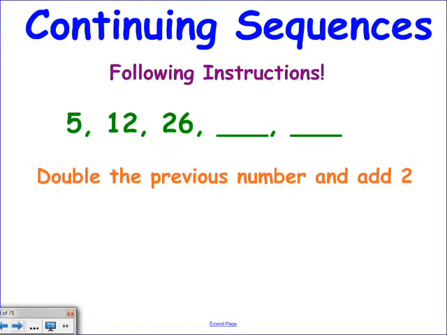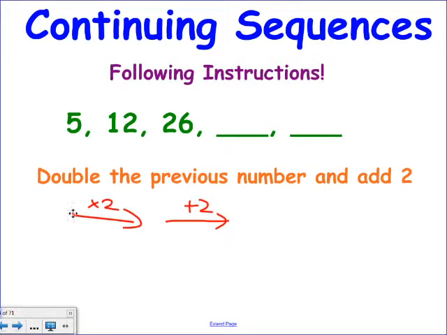These instructions look very familiar, don't they? It's saying double the previous number and add 2. Remember when we came across something like that a couple of weeks ago? Do you remember the function flowchart? Double the previous number means what? 5 times 2. And then add 2 means add 2 to the next one.